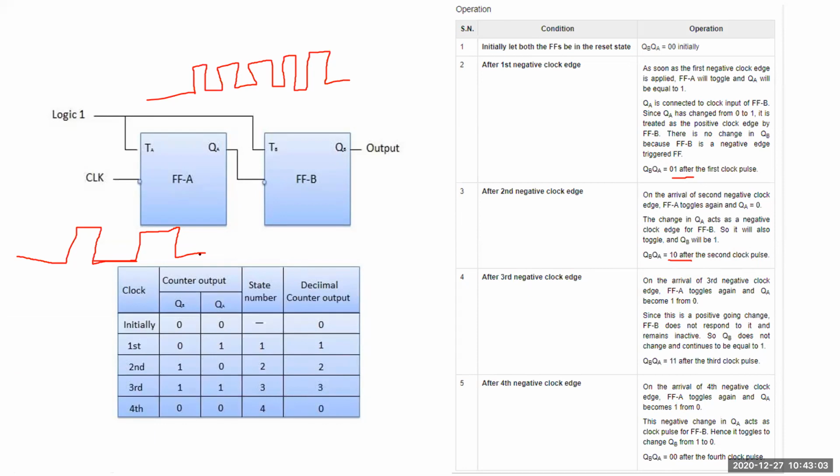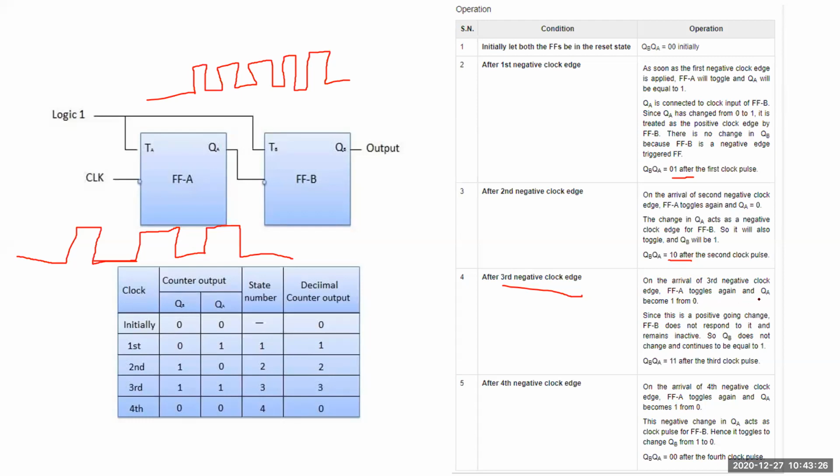Let us see for the third clock pulse, third negative clock pulse. Whenever it is positive, it will not be working. Why? Because we have designed this particular flip flop on the negative edge only. On the third clock edge, what happens? Again, on the arrival of the third negative edge, this is the first one, second one, and this is the third one. On the third negative edge, what happens?